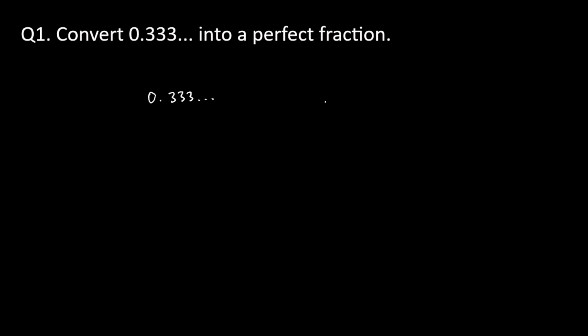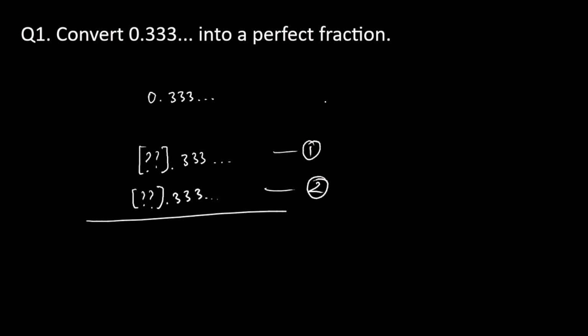Here is our first challenge. Convert 0.333, where 3 is repeating, into a perfect fraction. Look at this question. The biggest hurdle is the repeating 3's. It goes on forever. We need a way to get rid of it. So the biggest question is, how can we get rid of it? Think about it. If we have two equations with the same repeating part, if we subtract them, the repeating part will cancel out, giving us perfect numbers. So let's figure out two equations.